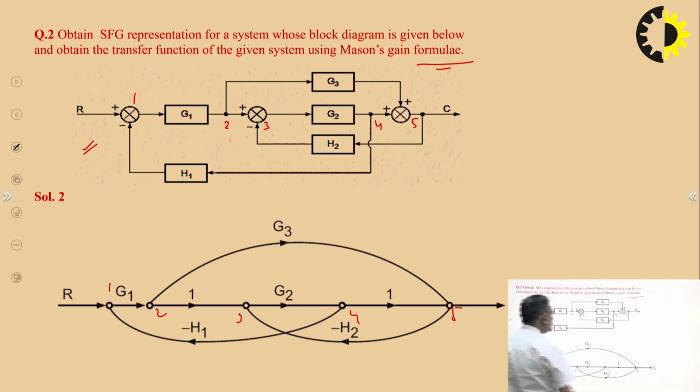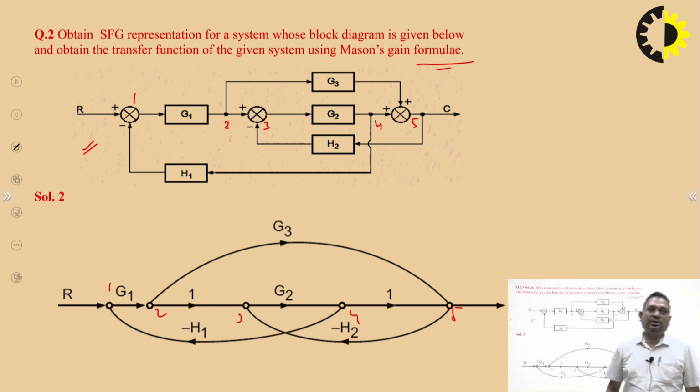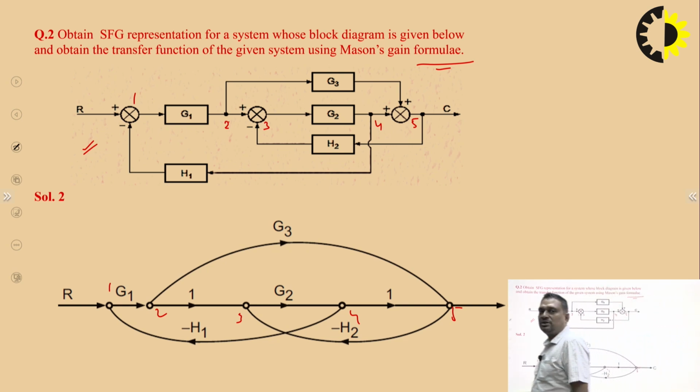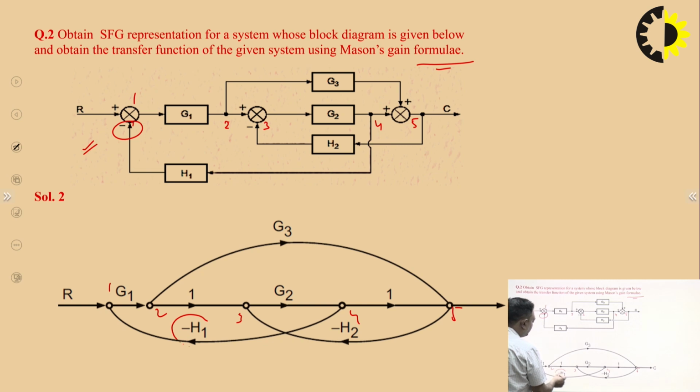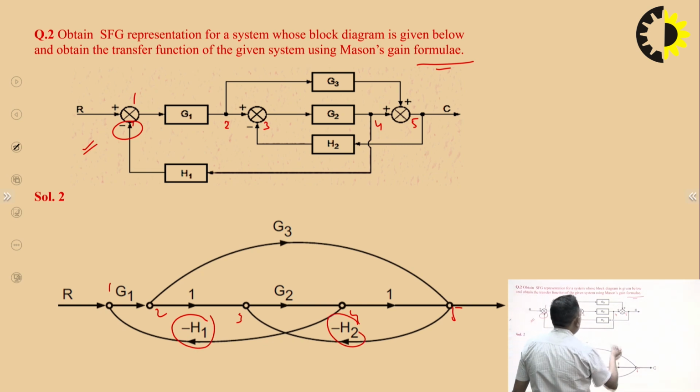Whenever a takeoff point comes just before a summing point, we take those two nodes as separate nodes. And whenever a takeoff point comes just after a summing point, we take those as a single node. So we have converted this in this case, and for the feedback, you can see this H1 is connected with negative feedback, so in a signal flow graph we write it as minus H1. Similarly this is minus H2.